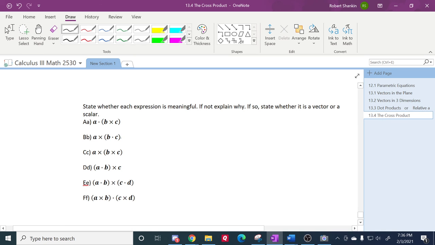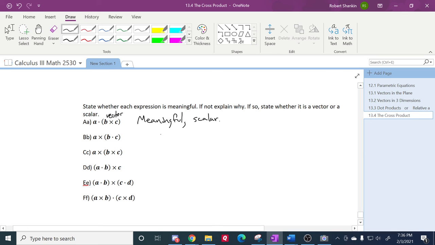And group 2, is this meaningful? I said that that does work since the cross product of B and C will become a vector, and so then you can just do the dot product of those two vectors. So this is meaningful, and it's a scalar. Great. Meaningful, scalar.